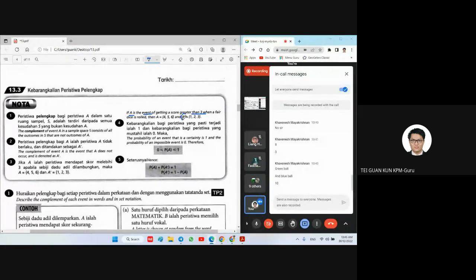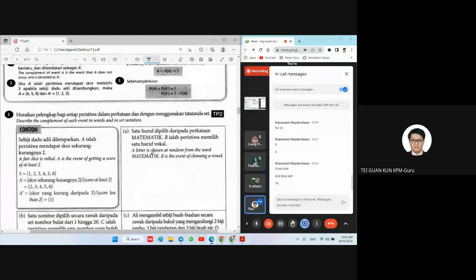So A prime ni, A prime. A, lepas tu ada tanda di atas, ini adalah A prime. A prime means complement lah. Okay, complement. Complement means not outcomes A. Maksudnya, bukan nombor yang lebih besar daripada 3. Maksudnya, nombor 1, 2, 3 lah. So, ini ada formula dia lah. Kena ingat lah. Okay, kita try yang ni lah.